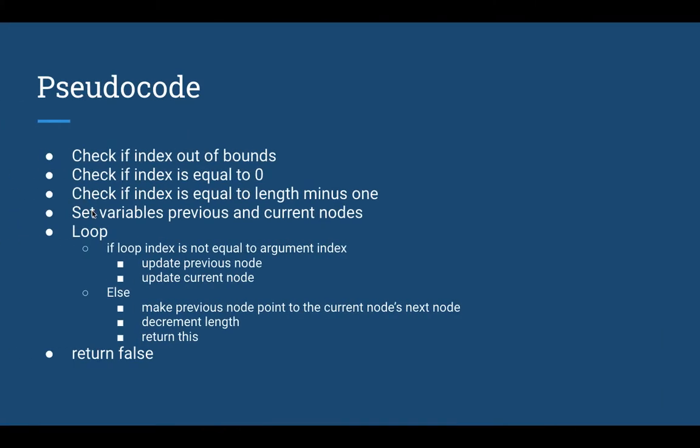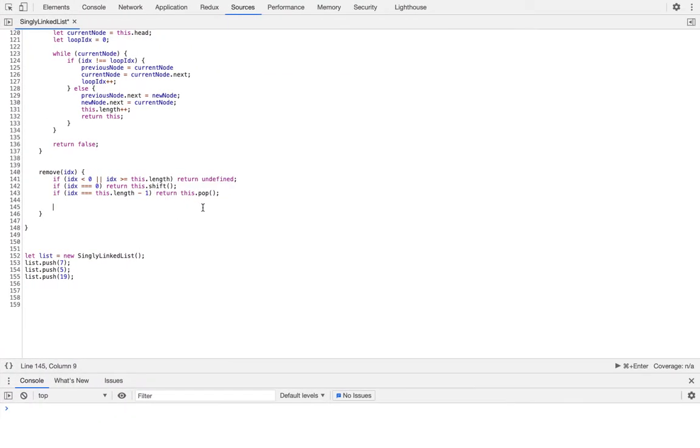Now let's go ahead and set up some variables. We're going to set up the previous and the current nodes. Previous node equals, set it by default to null. And then we're going to set the current node to be this dot head.